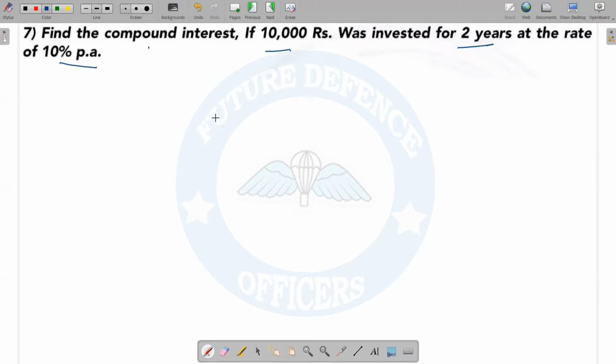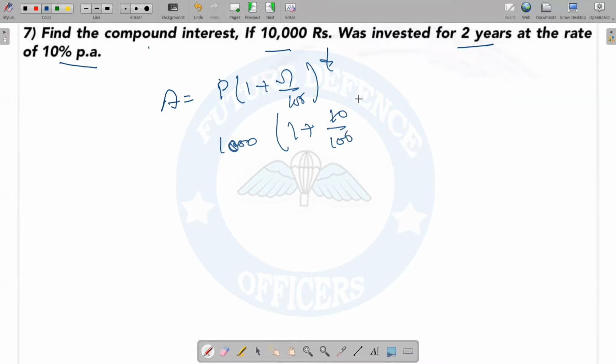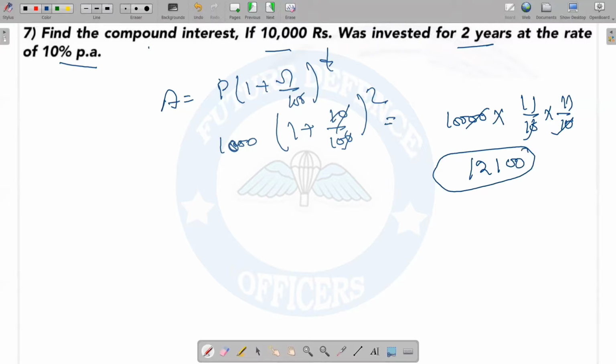Now we learned one formula. Can you all remind me what the formula was? Amount is equal to principal into (1 plus r upon 100) power t. So principal is 10,000, and 1 plus r upon 100 is 10 upon 100, power 2. So 1 plus 1/10 is 11 upon 10. So 10,000 into 11 upon 10 into 11 upon 10.